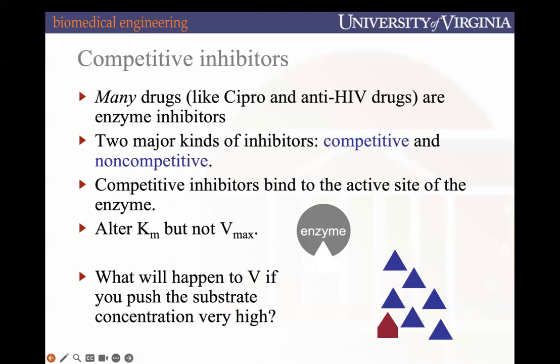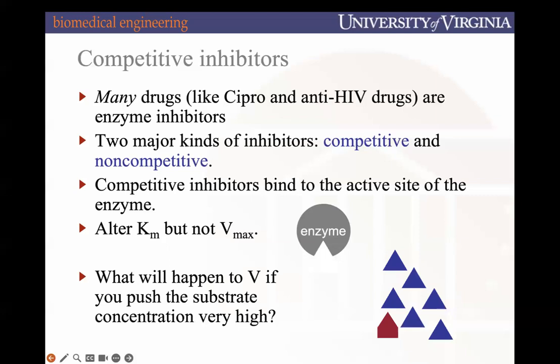Yes? Yes, this is a great question. So we're going to talk about non-competitive inhibitors in a second, but they both can be reversible. It can bind and unbind, but it can vary from inhibitor to inhibitor.